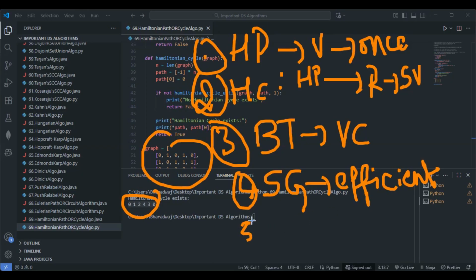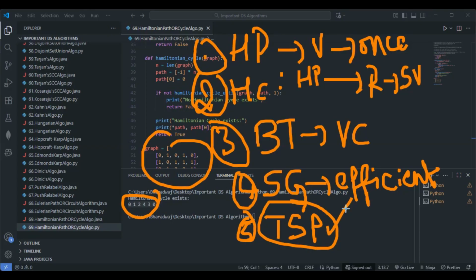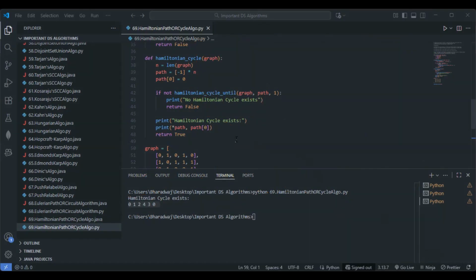So the final one, let's discuss the use cases. It is useful for path optimization problems like the traveling salesman problem. You would have come across the traveling salesman problem quite often on LeetCode. There we will be making use of the Hamiltonian path or cycle algorithm. So yeah, this is one of the use cases, right? So these are some of the important points I wanted to discuss regarding the Hamiltonian path or cycle algorithm.